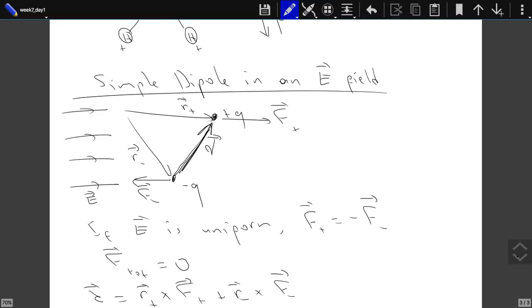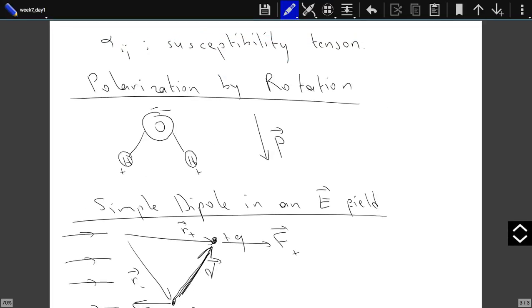Now the torque will try to rotate it in the other direction. So it will just oscillate back and forth. It will make an oscillating system. Now this will also happen for any polar molecule like water. So if you take water and put it in an electric field, the dipole moment of the water will also try to align with the electric field.